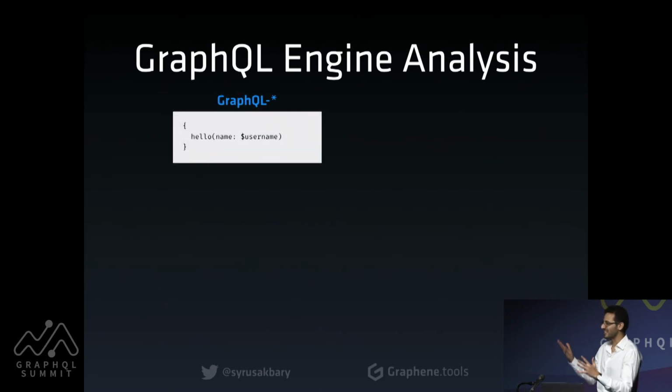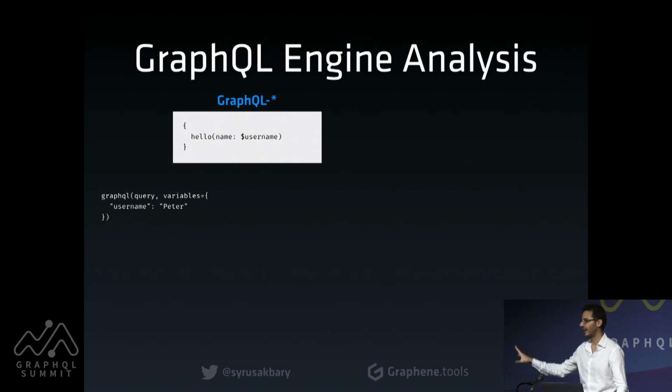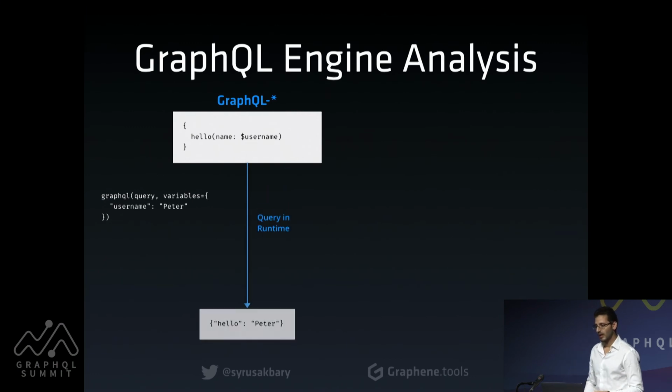I guess you can already guess. So if we want to execute this following query, we want to query hello with the name that is provided from variables. The GraphQL engine, and I'm talking about almost any engine, GraphQL JavaScript, GraphQL Core, which is the one in Python, GraphQL Ruby, all execute these queries at runtime. And the result is just "hello Peter", what we expected.